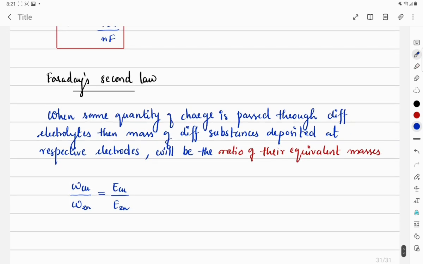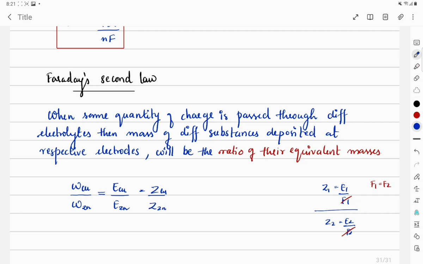That means Z1 is equal to E1 by F1, Z2 is equal to E2 by F2. If I divide these, I have Z1 by Z2, but the same amount of current is passed, so F1 is equal to F2. Cancel them, so Z1 by Z2 will be equal to E1 by E2. We did this because E copper by E zinc can be replaced by Z copper by Z zinc.